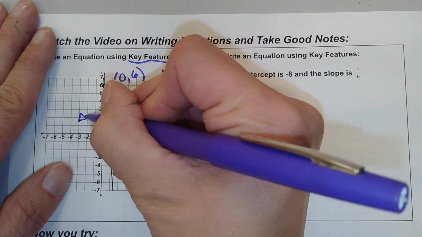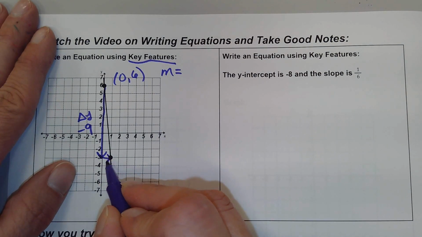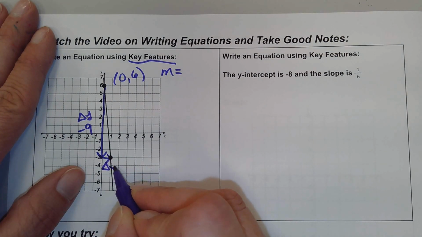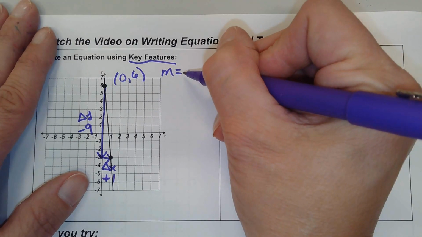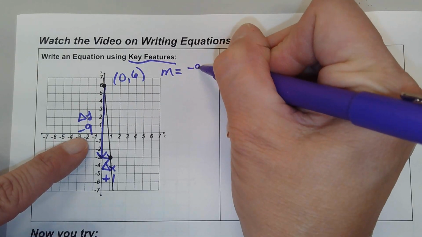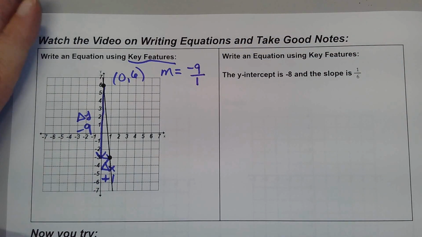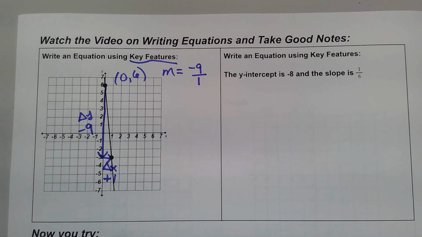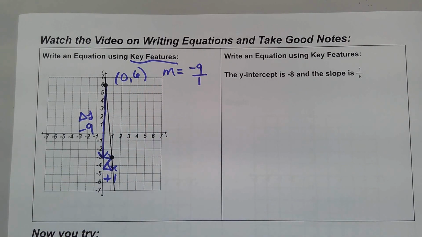We're going to go down 1, 2, 3, 4, 5, 6, 7, 8, 9. So the delta y is -9. What's the delta x? Delta x, it's +1. So the slope is going to be -9 over +1. I think we're ready to write the equation. We have a starting x, starting y, and a slope.